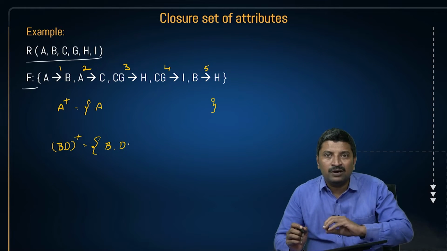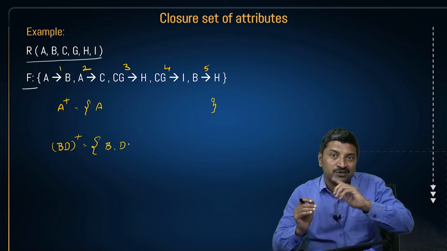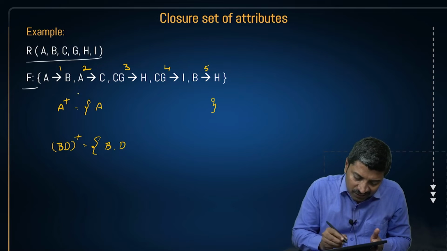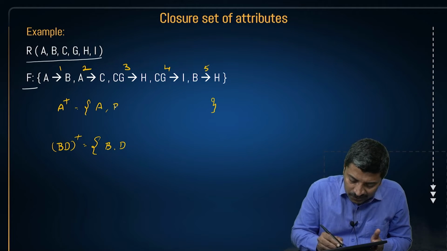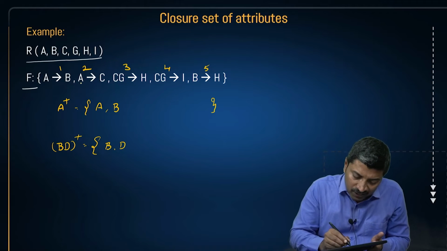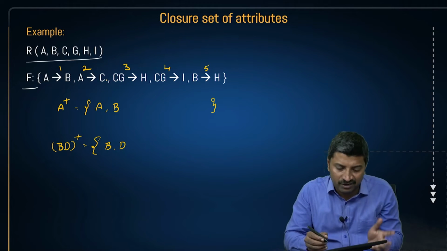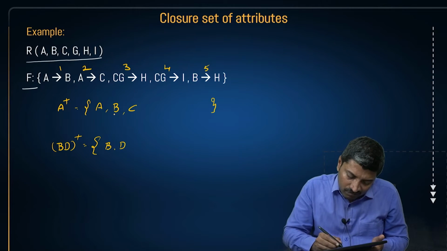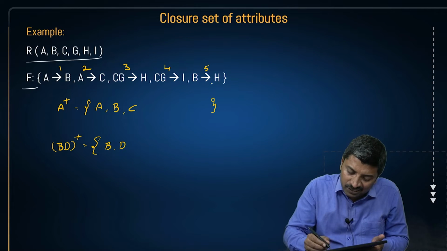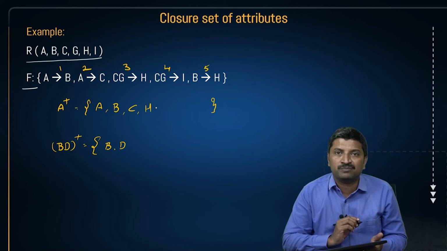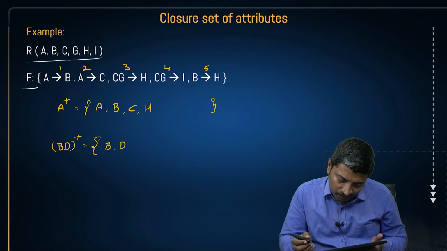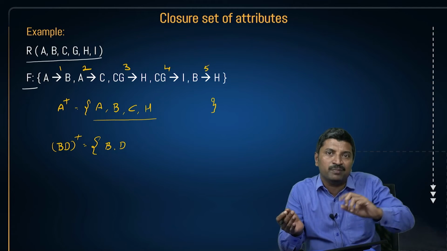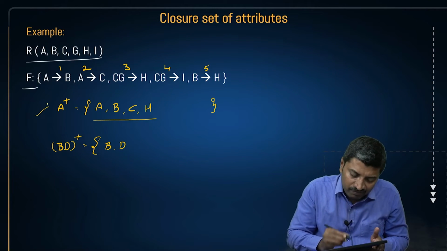Is that clear? Now let us see what are the other attributes which can be found by the use of A. By the first functional dependency, A gives B. So that means A determines B. By the use of the second functional dependency, we can find the value of C. Any more attributes? Yes. We already know the value of B. By the fifth functional dependency, I can also identify H. Is that clear? Anything else? No. So these are the 4 attributes which can be found by the use of A. So this is the closure set of A.